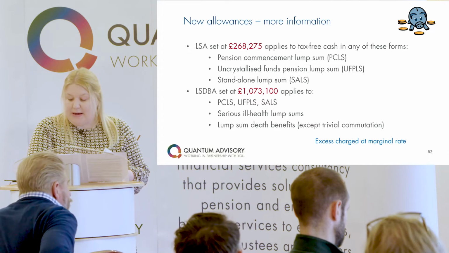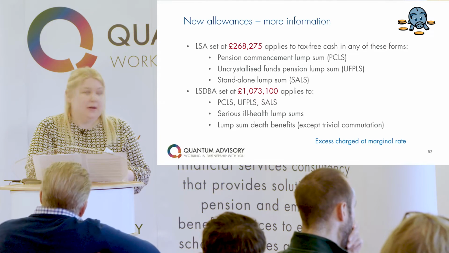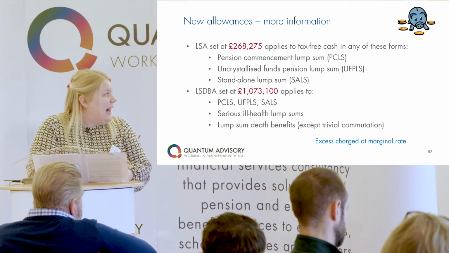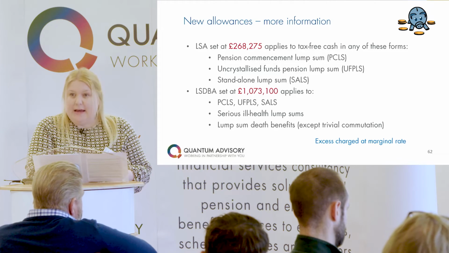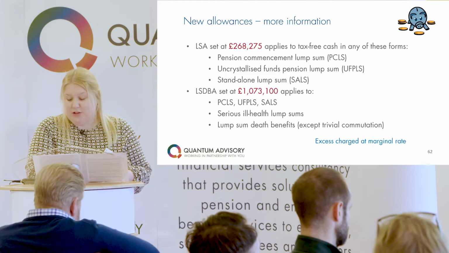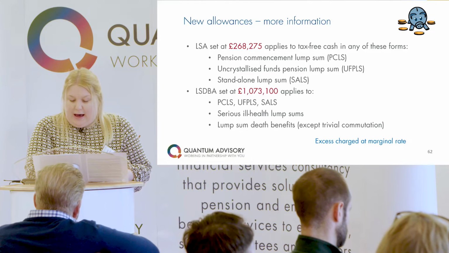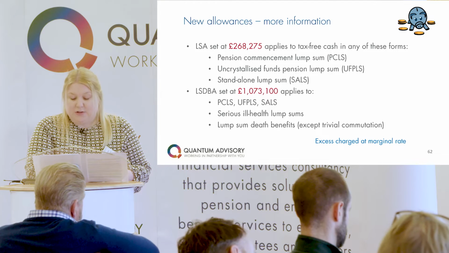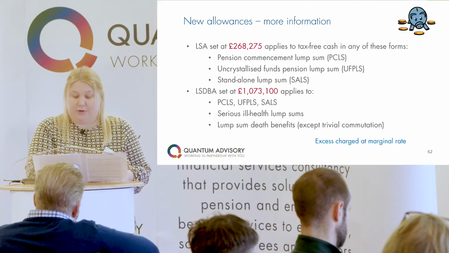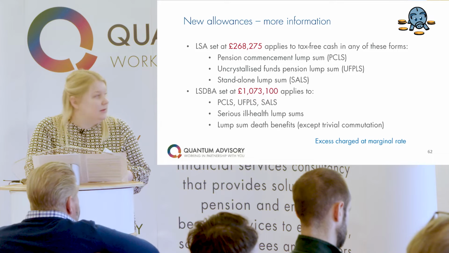So looking at these in a bit more detail, the lump sum allowance will be tested when members take benefits often referred to as tax-free cash. So this includes the pension commencement lump sum, PCLS, the uncrystallised funds pension lump sum, also known as UFPLS, and the standalone lump sum. The LSA is set at £268,275, which is essentially 25% of the current lifetime allowance in place. And so maintaining the total amount of tax-free cash an individual can take and benefit from under the current system from April 2024, and any excess over that limit will be taxed at marginal rate.